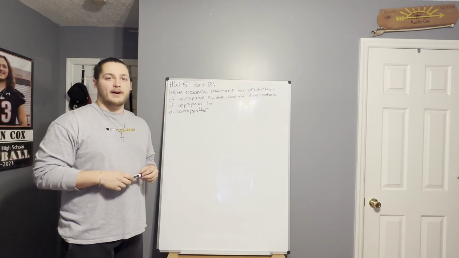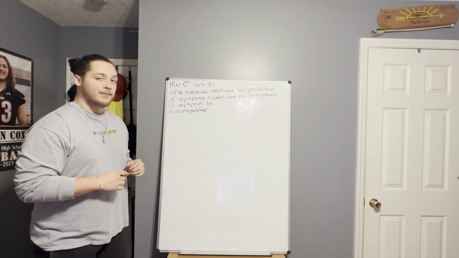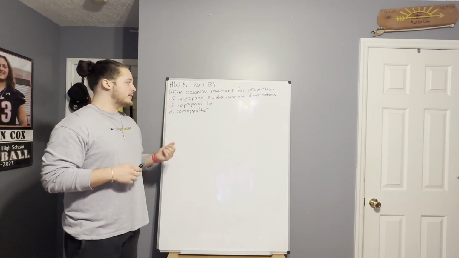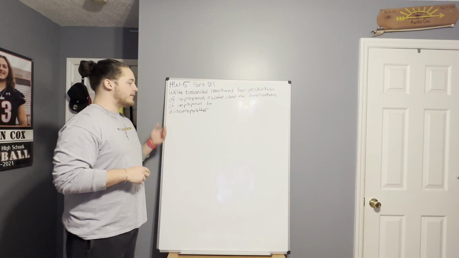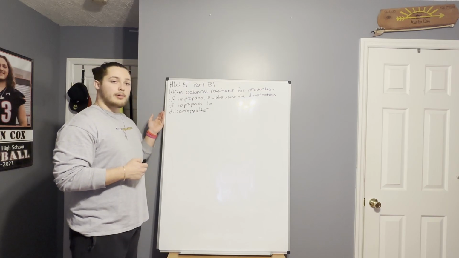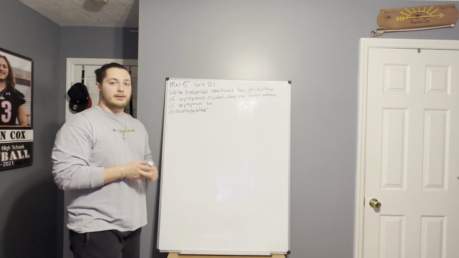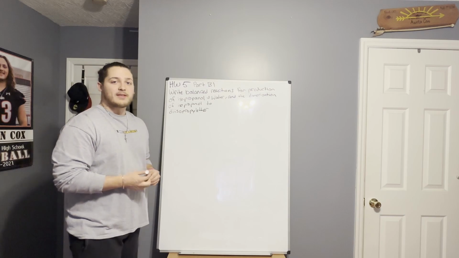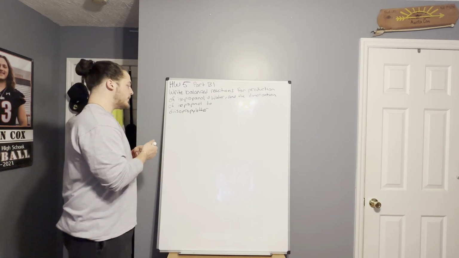Hi, this is homework 5, part B1. And here we will be writing down the balanced reactions for the production of isopropanol in water and the dimerization of isopropanol to diisopropyl ether. So to start, we will start with the synthesis of isopropanol.